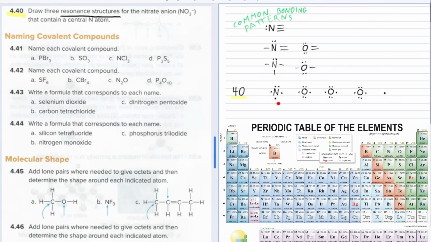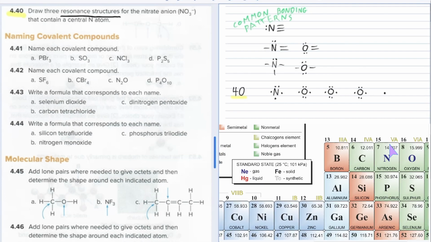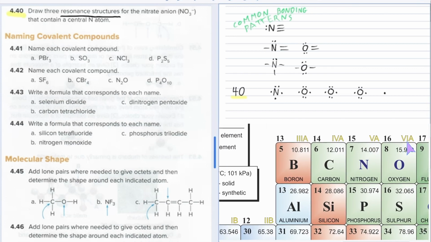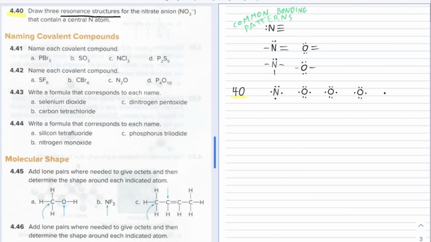Nitrogen has 5 valence electrons because it's in group 5A, and oxygen is in group 6A, so it has 6 valence electrons. And then here's that extra electron that will need to go in the structure somewhere. Let me get rid of this periodic table here to give us more room.